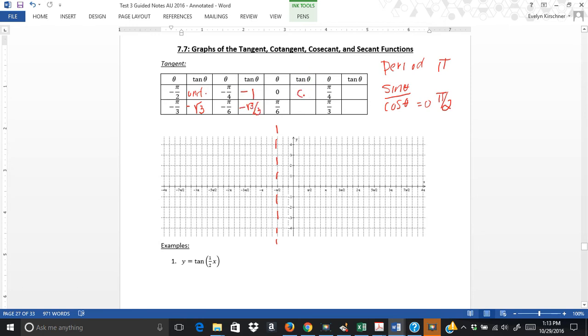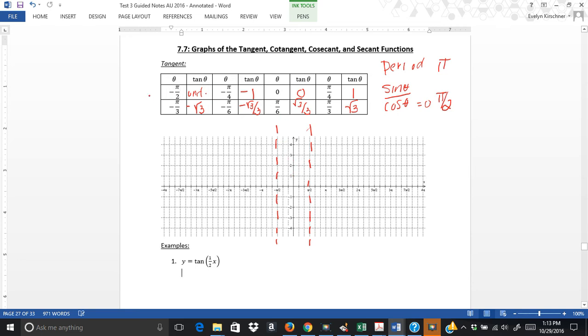At 0, it is 0. At pi over 6, it is radical 3 over 3. At pi over 4, it is 1. And at pi over 3, it's radical 3. And if I went to pi over 2, it also would be undefined. So another vertical asymptote. And actually, at every odd multiple of pi over 2, there would be a vertical asymptote.